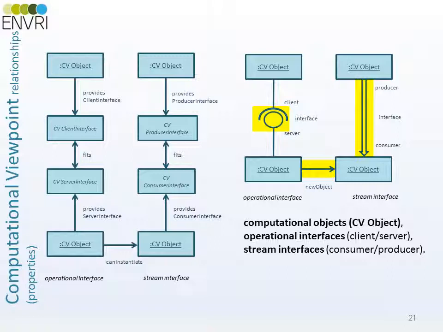Some computational objects are able to create or instantiate other computational objects in response to some dynamic functional requirement. In our diagrams, the ability to create objects is noted by a single filled arrow extending from the creator object to the object being created, with the annotation New Object.